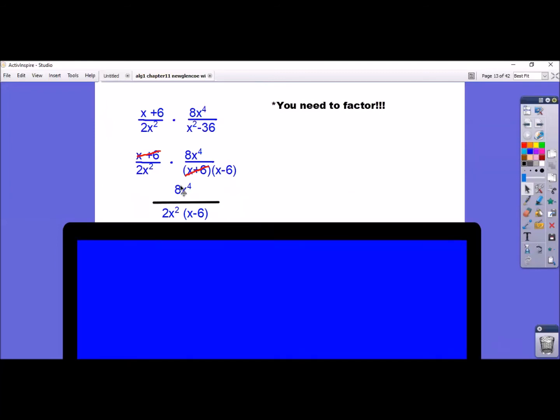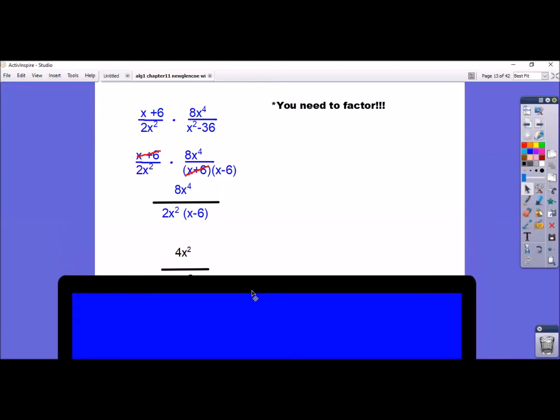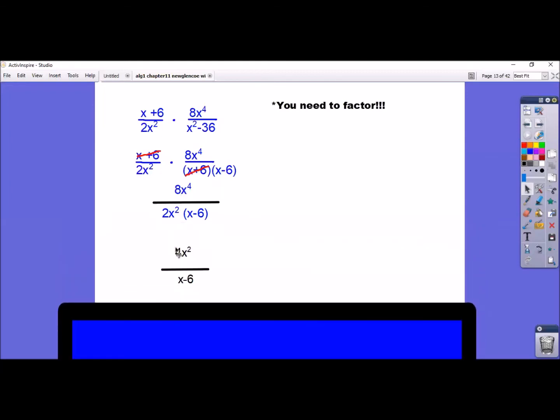But now I need to reduce the 8 and the 2 and these x's. And so that's the last thing you need to do. The 8 over 2 turns to 4. You have x to the fourth, x squared, and that will be x squared on top. And then, of course, you still got the x minus 6.